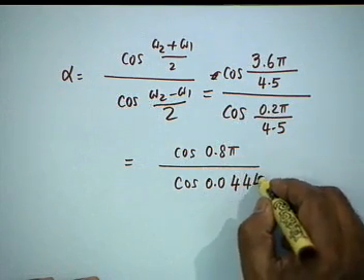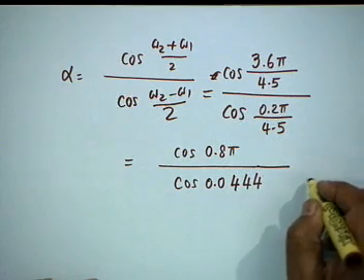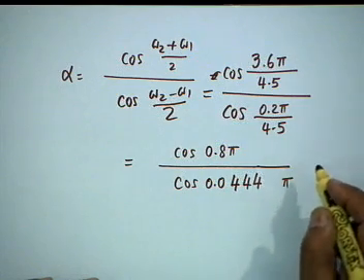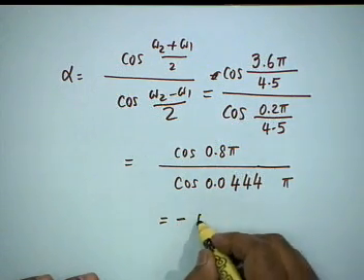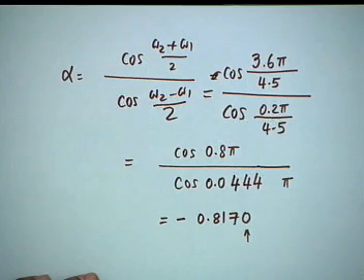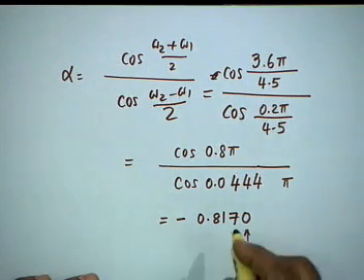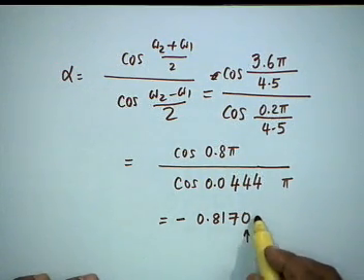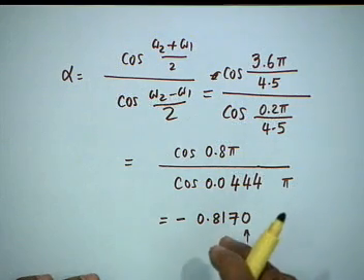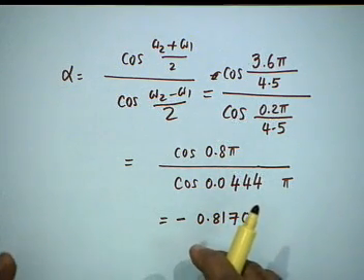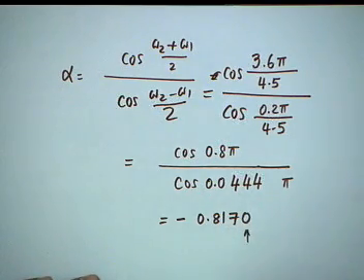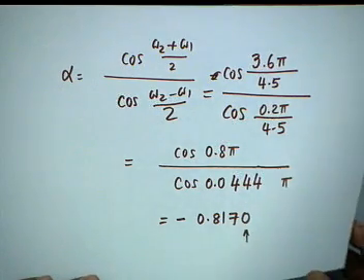So, you take 0.444 as many places as are permitted by the calculator multiplied by pi, and this comes out as minus 0.8170. This 0 is significant. Why? It only tells you that the next digit is less than 5. You must follow this discipline. If you truncate at 4 places, you must truncate all the numbers, and even if it is 0, you must show it.